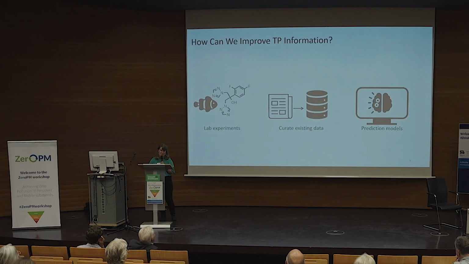How do we solve that problem? Well, there is roughly 3 approaches that we could take. We could carry out new experiments to try and measure new transformation products. We could try and curate existing data to get it into these databases. Or we could try predicting the transformation products that might be formed using different models. And it's these prediction approaches that I will be talking about today.